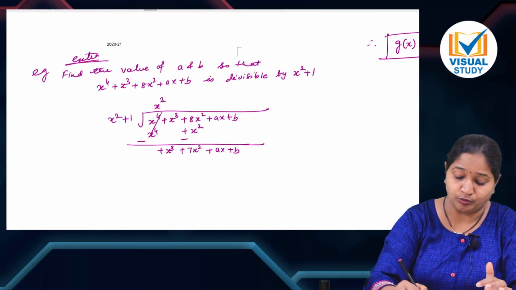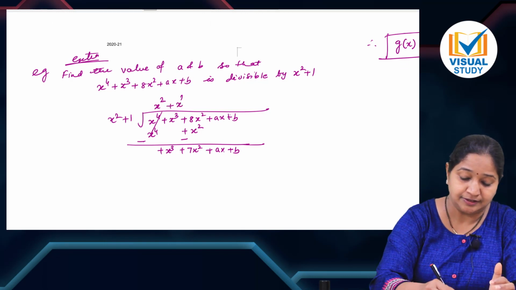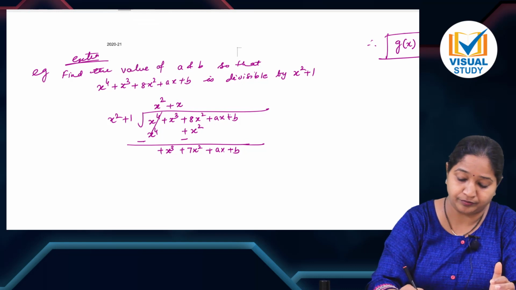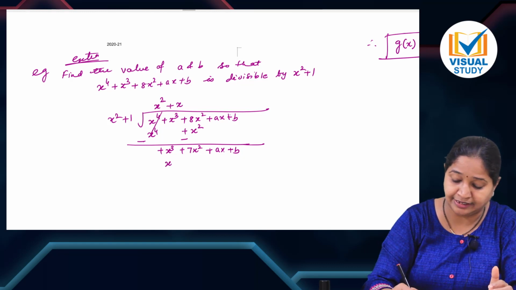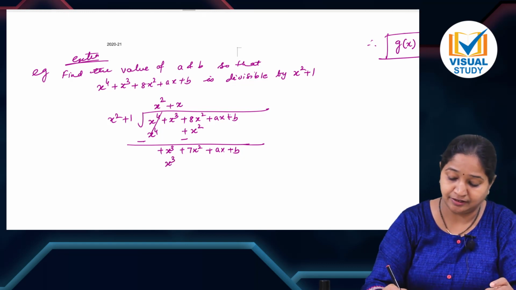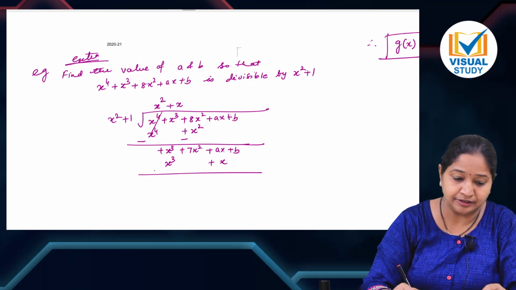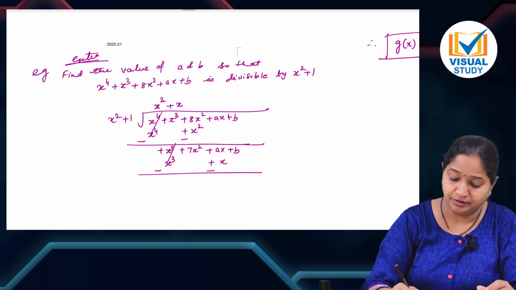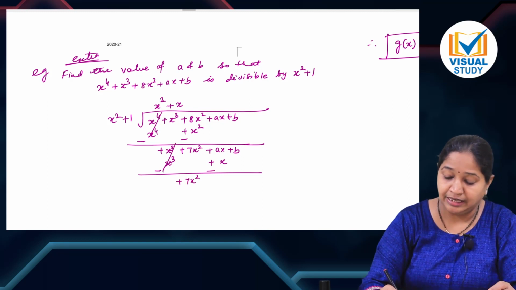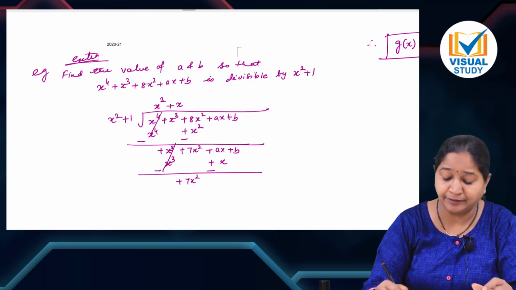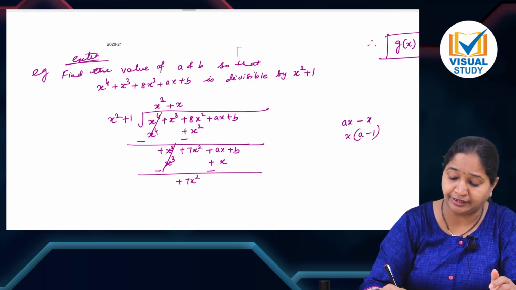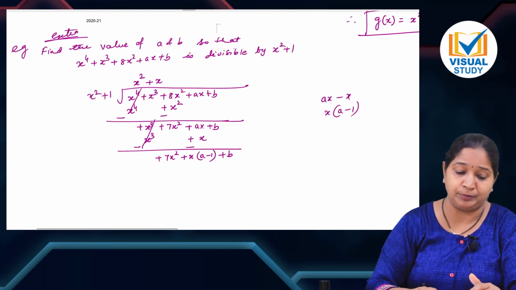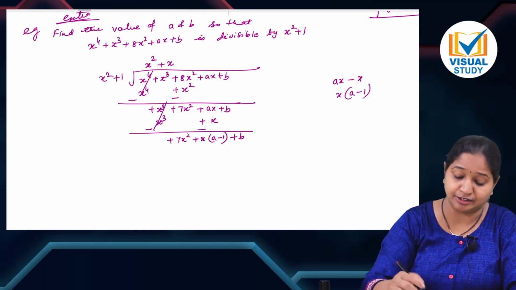Now you want x cube, that is plus x only, not x square. Plus x into x square is x cube, x into 1 is x, so I'll write it here, x gets cancelled, you get 7x square plus ax minus x. That means, see here, I'll do it, ax minus x. If x is common, you get x into a minus 1. So you can write it here, plus x, a minus 1 plus b.